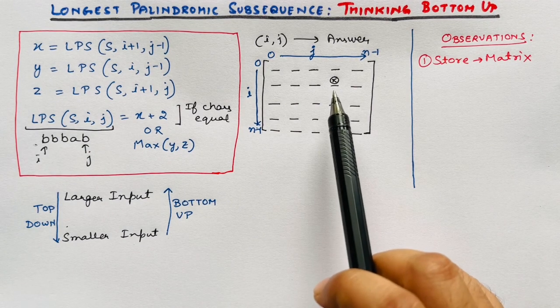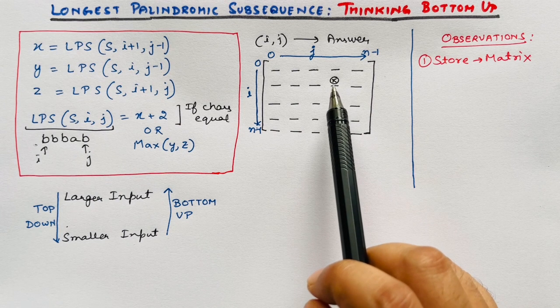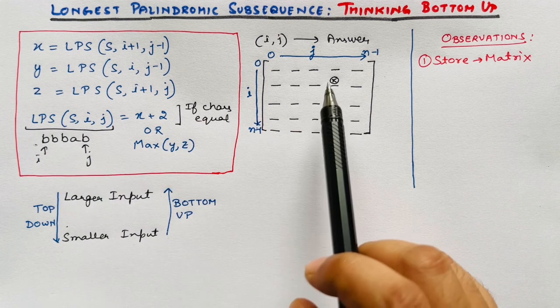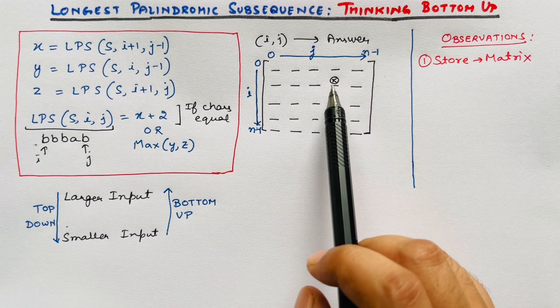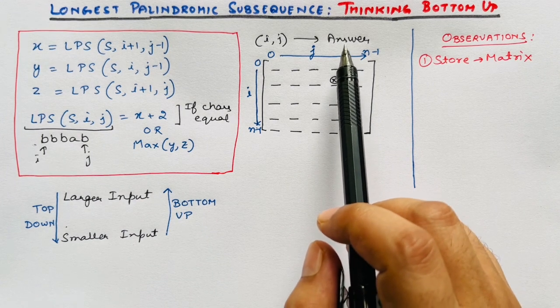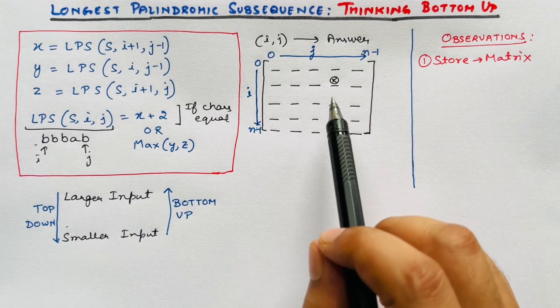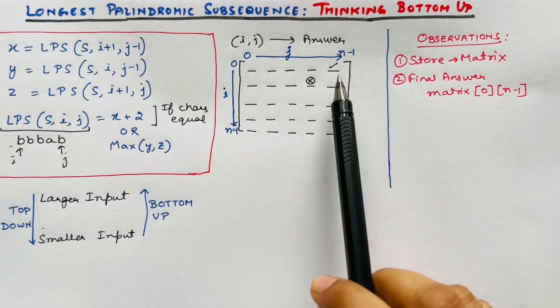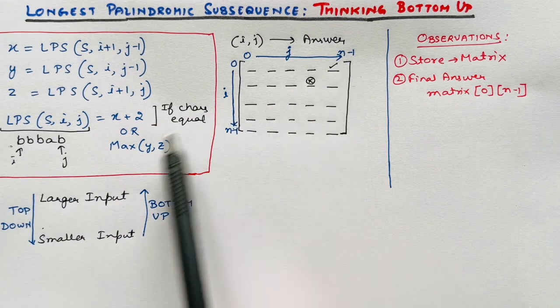Let us now see what any position in this matrix represents. Consider this one. This position is representing a coordinate i, j. That means in the input string, it represents the part of the string between indices i and j. And what does the value at this position represent? The value at this position will represent the length of the longest palindromic subsequence for that part of the string. So with this in mind, where will our final answer lie? Our final answer will lie here, because here i is 0 and j is at its maximum value n-1.